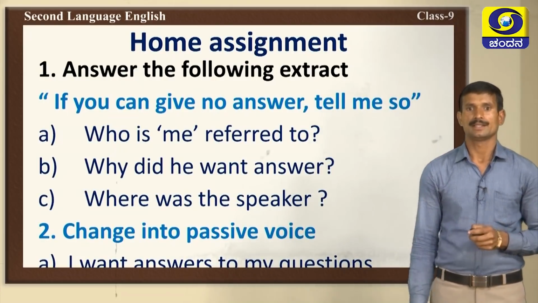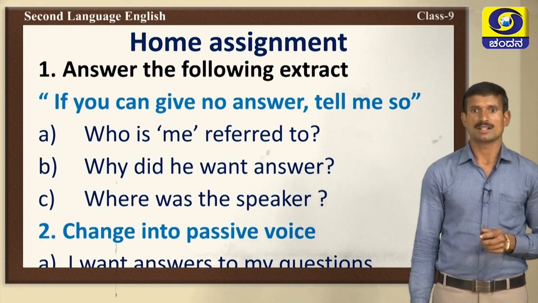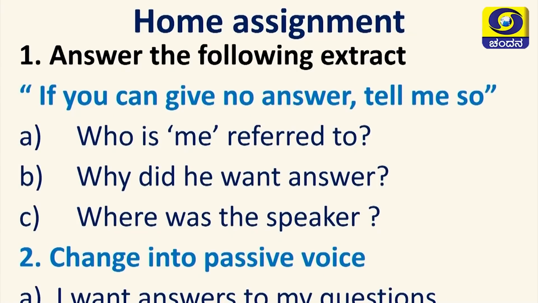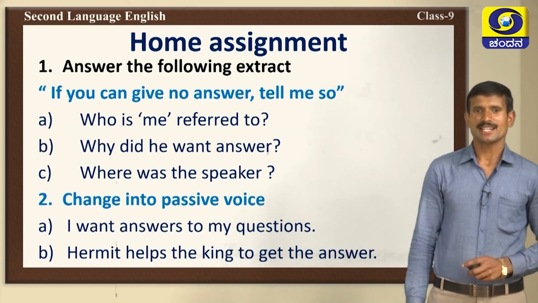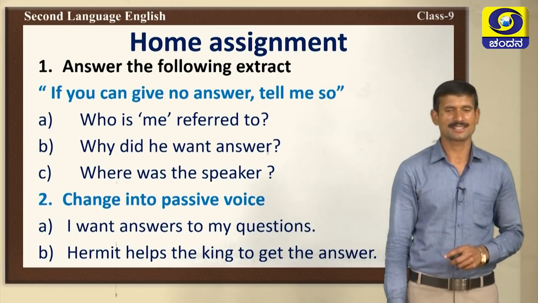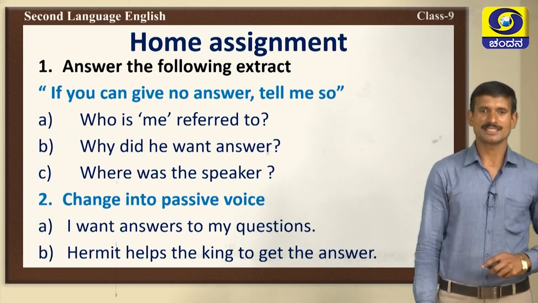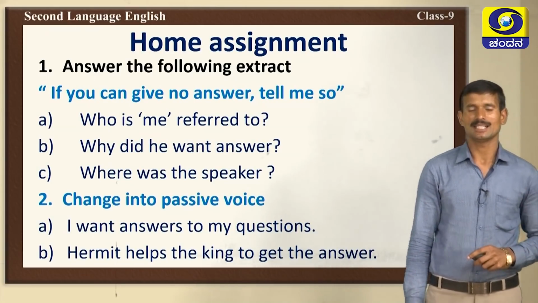Very good. Now, this is your home assignment. Take down. Answer the following extract. If you can give no answer, tell me so. Who is me referred to? These are the questions. Who is me referred to? Why did he want an answer? Where was the speaker? Yes, the second question, change into passive voice. The first sentence is, I want answers to my questions. Next, the second one, hermit helps the king to get the answers.